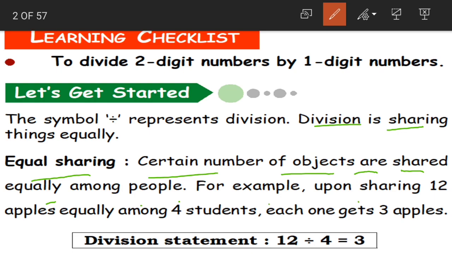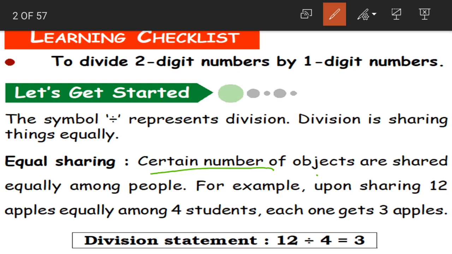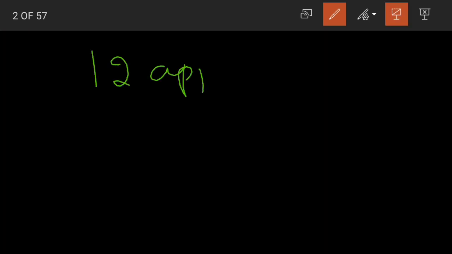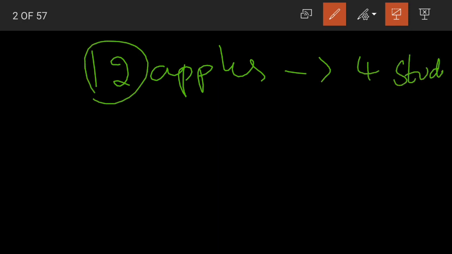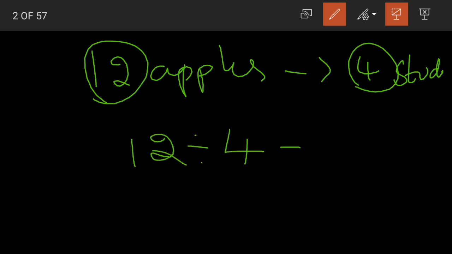For example, upon sharing 12 apples equally among 4 students, each one gets 3 apples. What are they saying? In equal sharing, a certain number of objects are shared among some people. For example, here what do we have? We have 12 apples which are to be shared among 4 students. So how do we find out how many apples each student gets? We need to divide 12 divided by 4.